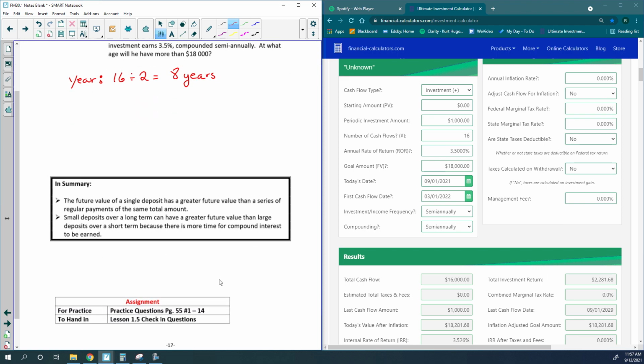So quick summary, the future value of a single deposit has a greater future value than a series of regular payments of the same total amount, and small deposits over a long term can have a greater future value than large deposits over a short term because there is more time for compound interest to be earned.